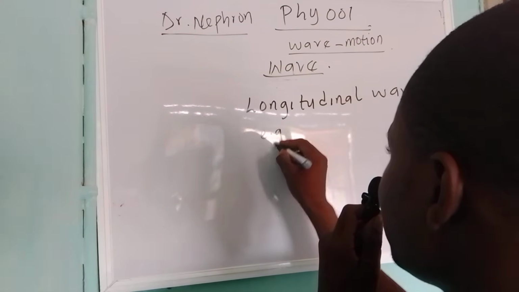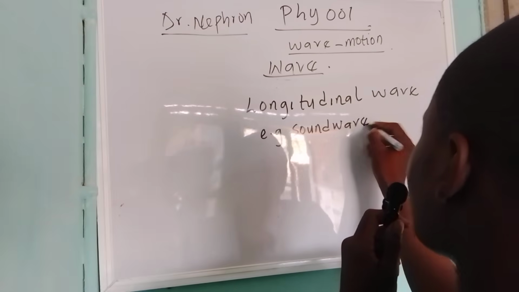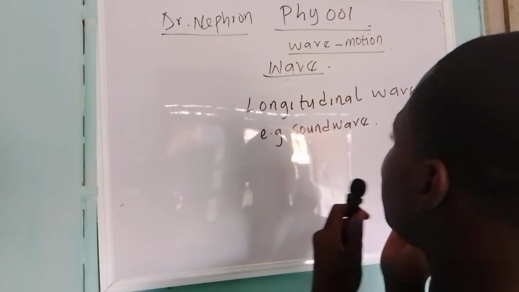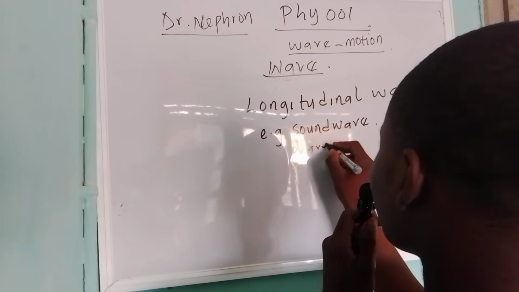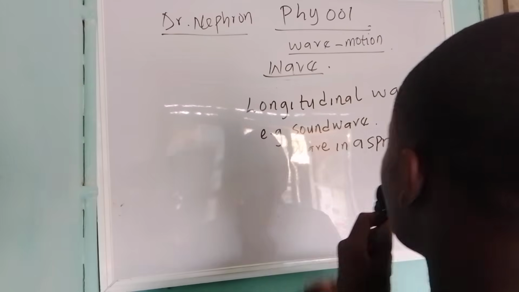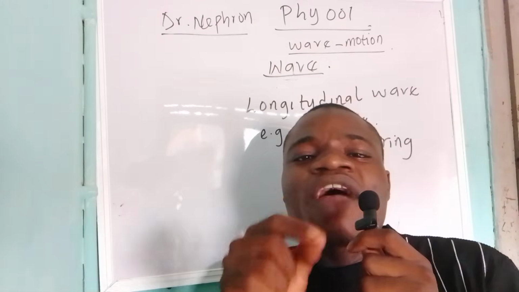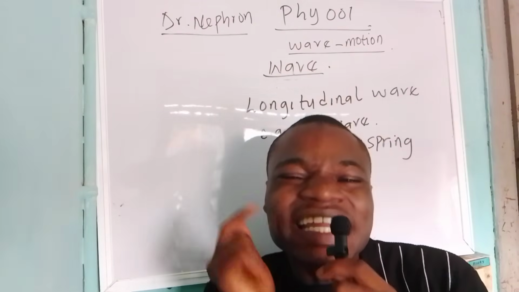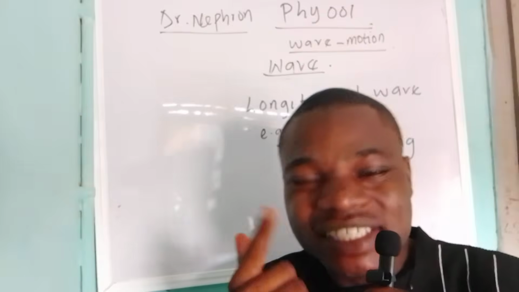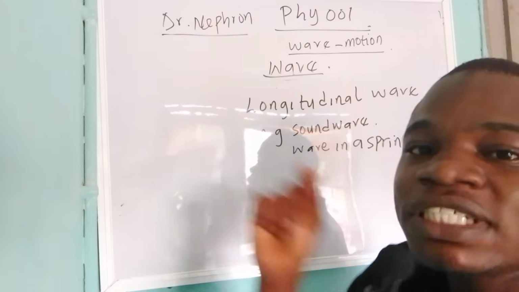Sound wave is a good example of longitudinal wave. That's the first one. The next example of longitudinal wave is wave in a spring. You can see again, wave in a spring is different from wave in a string. So wave in a spring is a good example of longitudinal wave.